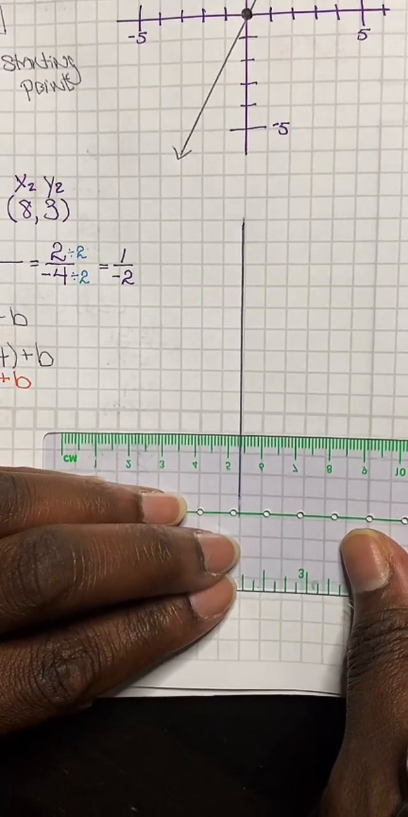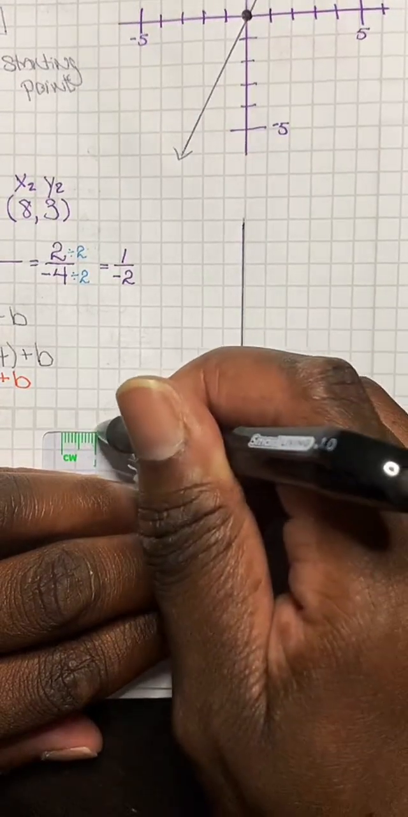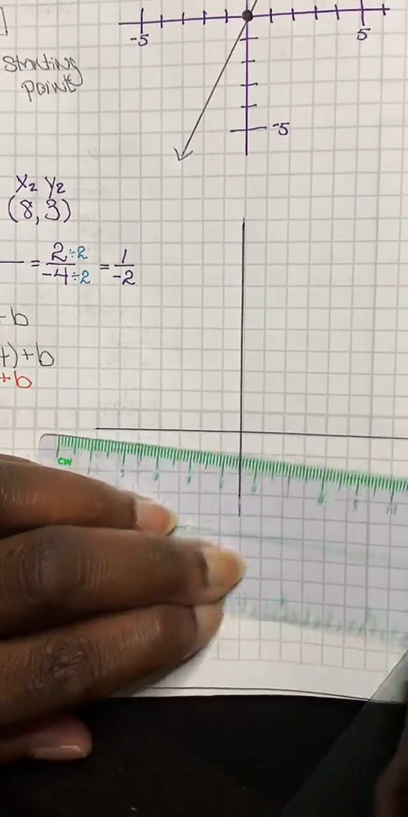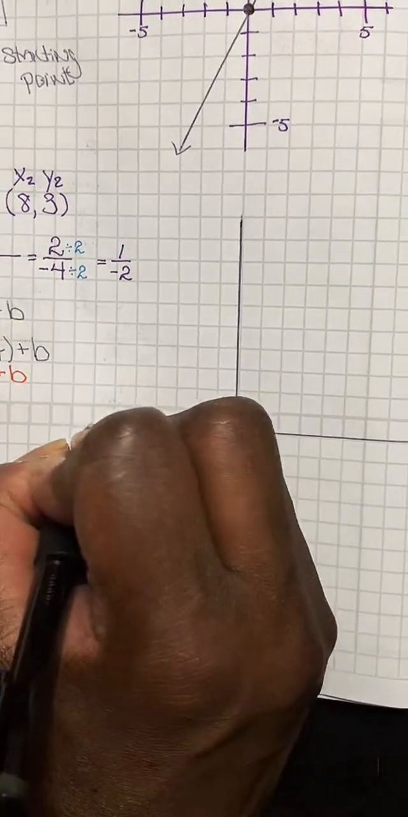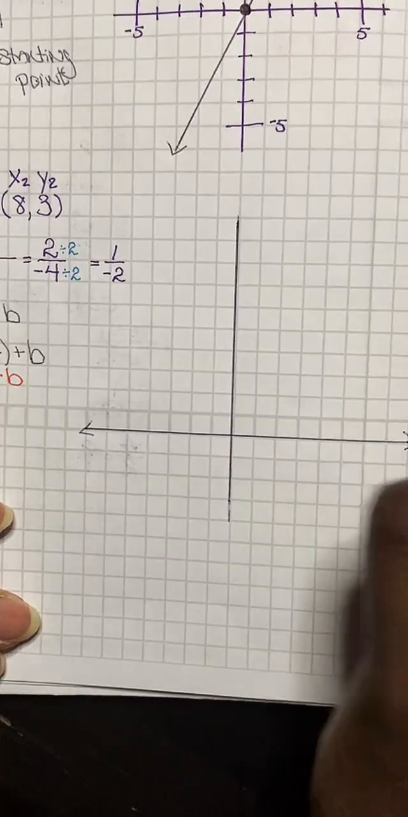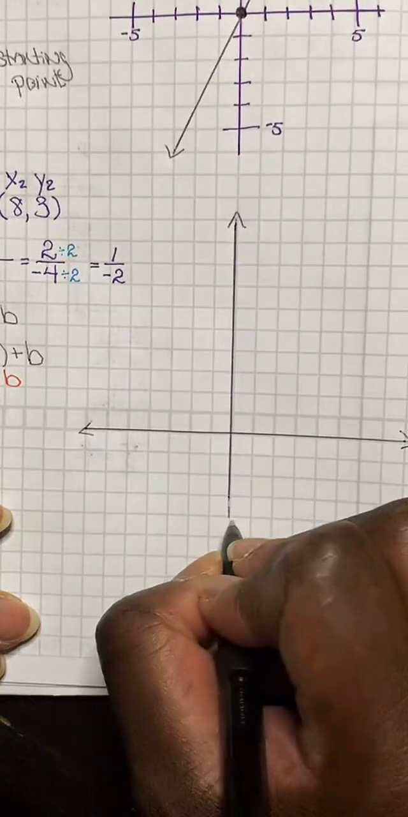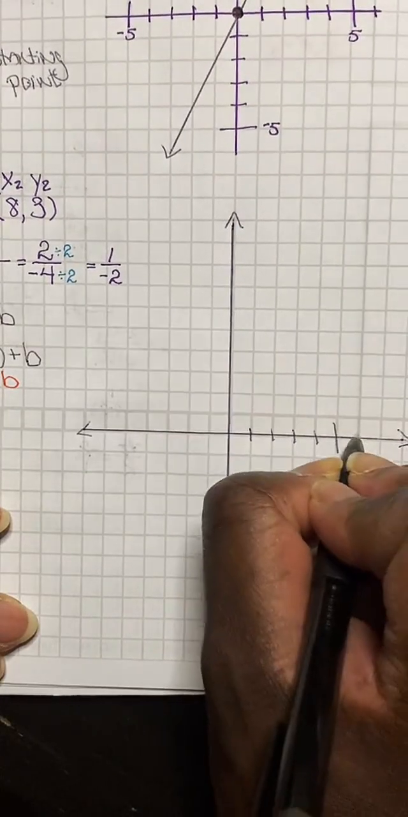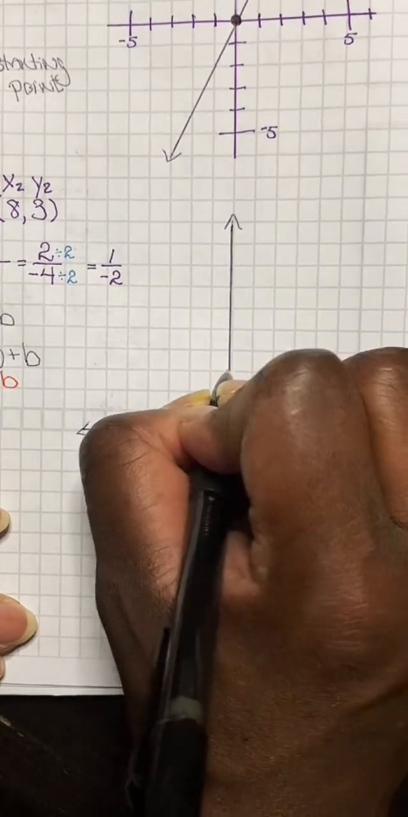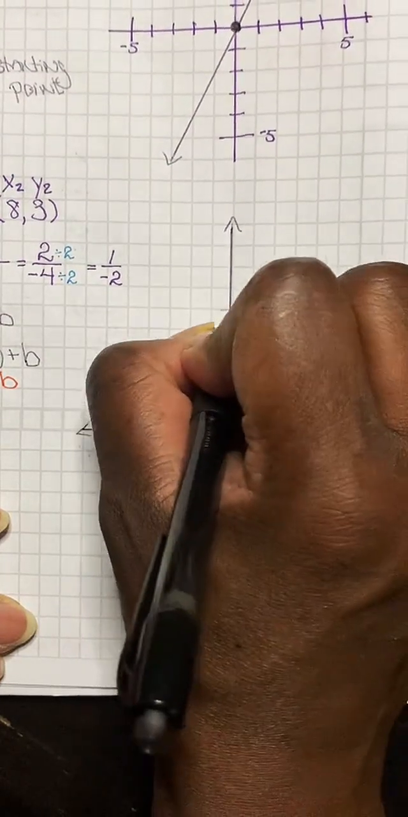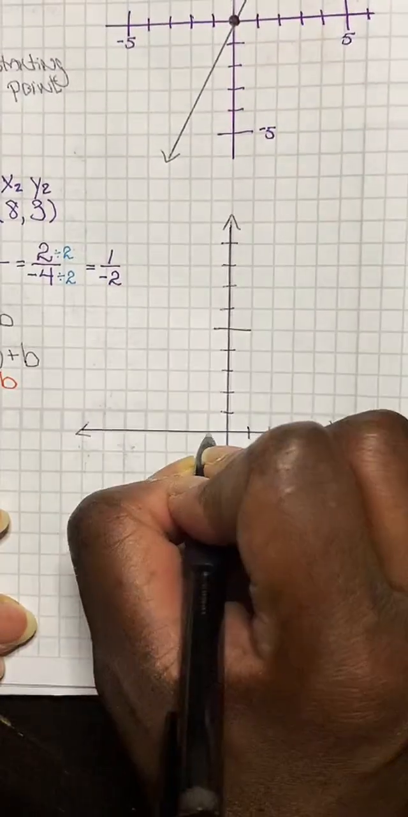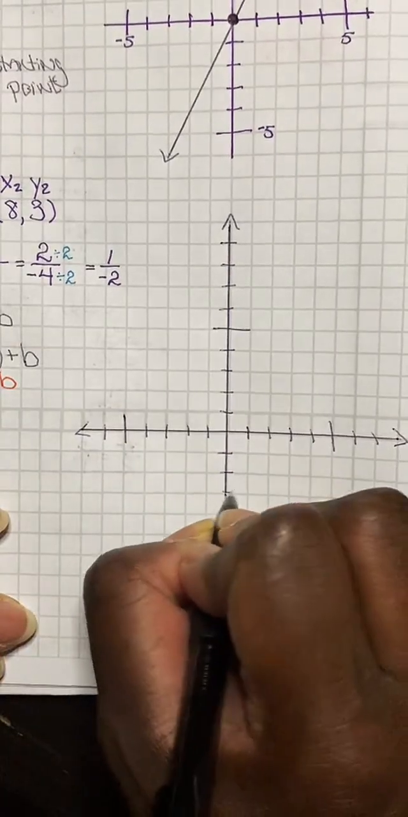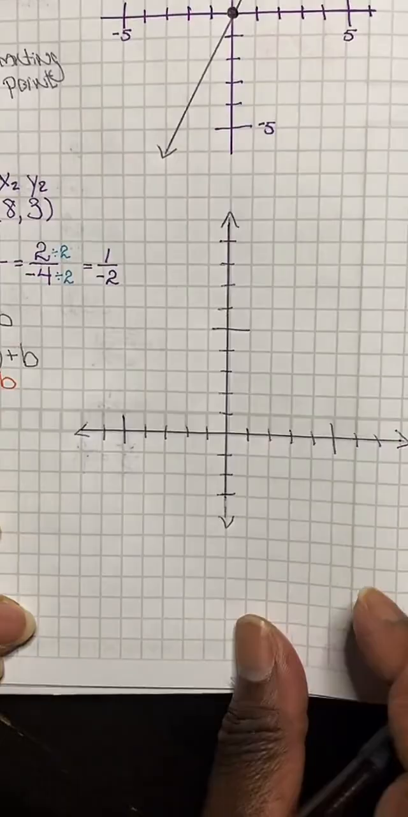I'm going to put it a little bit low, and there's a reason why I'm putting it a little bit low. Okay, so this is my x-axis. This is my y-axis. So we got 1, 2, 3, 4, nice and long for the 5. And then we have 1, 2, 3, 4, 5, 6, 7, 8, 9.